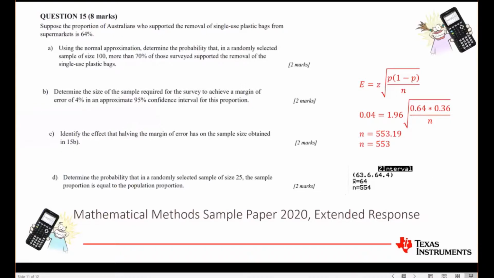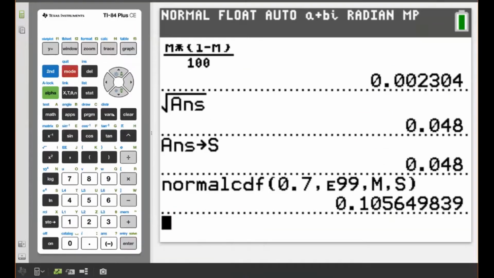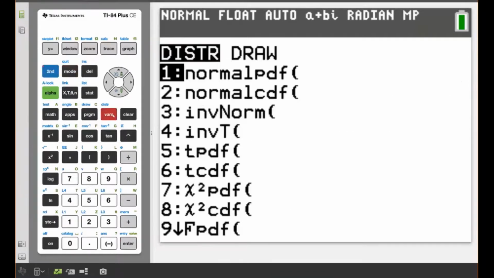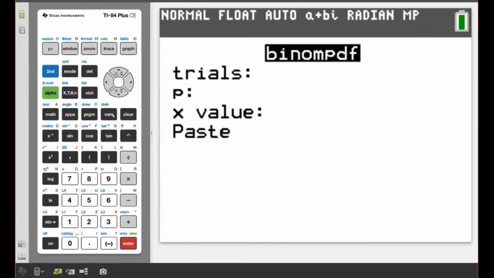And D, determine the probability that in a randomly selected sample of size 25, the sample proportion is equal to the population proportion. So in this case, we're going back to binomial because we're wanting to work with a sample size of 25. So from here, I'm going to go into my binomial distribution, and we're looking at where it's equal to. So I'm going to binomial PDF where we've got an equal to, not CDF where we had either a greater than or a less than value.